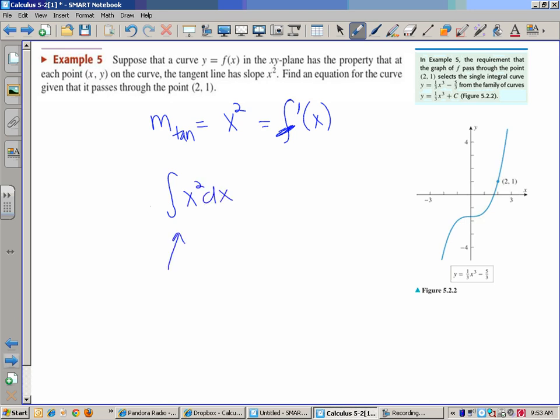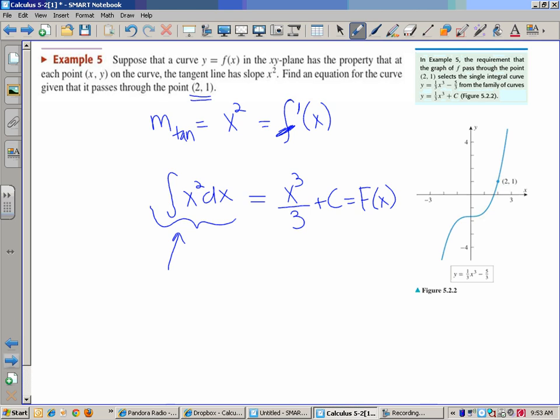I should be able to anti the derivative and get my original function. So if I anti this, I'm going to get x cubed over 3 plus c. I'm saying that this is the anti, right? And if that's true, that should give me my original function. However, the plus c needs to be fixed.